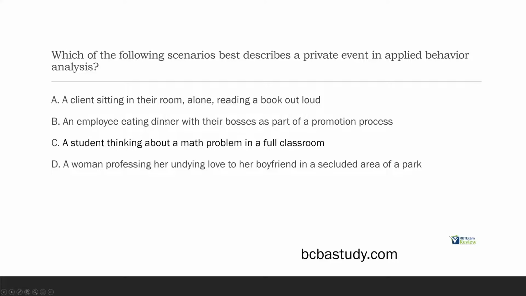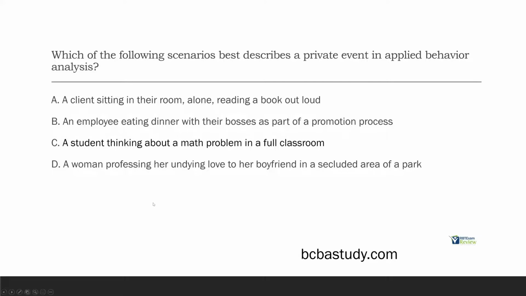B, an employee eating dinner with their bosses as part of a promotion process. Can you observe all of these things? You can. You can observe eating dinner with their bosses. C, a student thinking about a math problem in a full classroom. Well, just because it's a full classroom doesn't mean we can observe the student, quote unquote, thinking. Thinking is considered a private event.